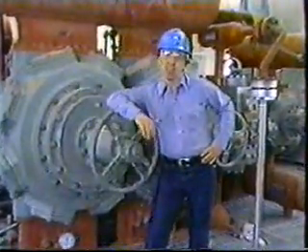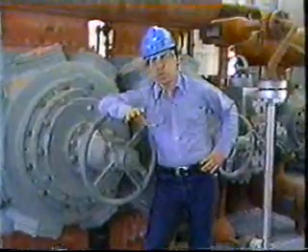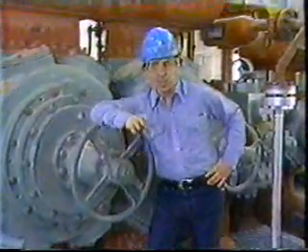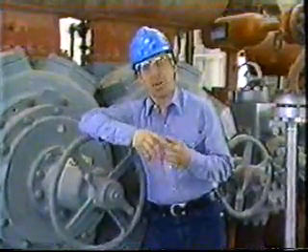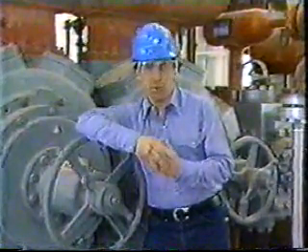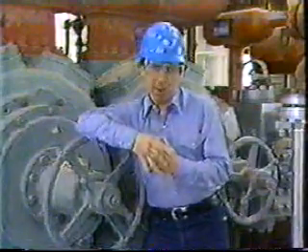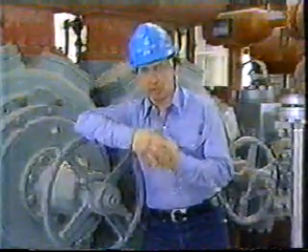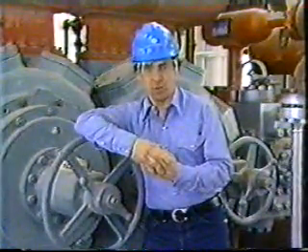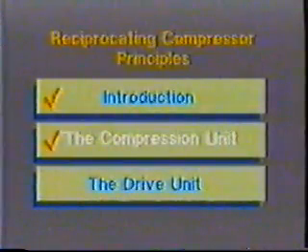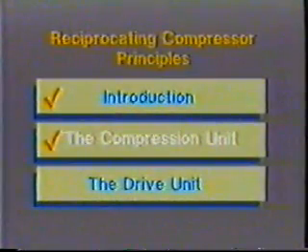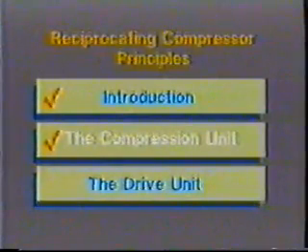In the first section, we viewed the basic components and operation of a complete compressor. Now we'll look at the parts of the compression unit in more detail. We'll see how cooling is accomplished, how the unit is lubricated, and how its capacity for compression can be altered using the clearance pocket and valve unloaders. This is the second section of a three-section module dealing with reciprocating compressor principles.